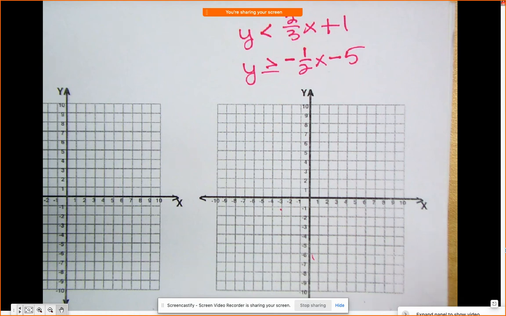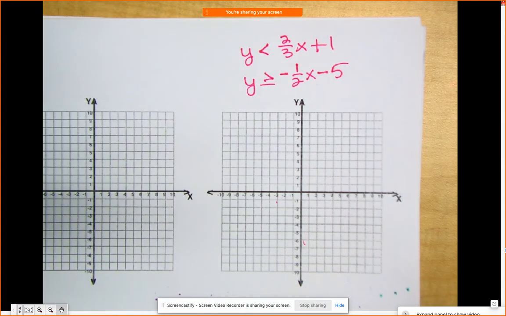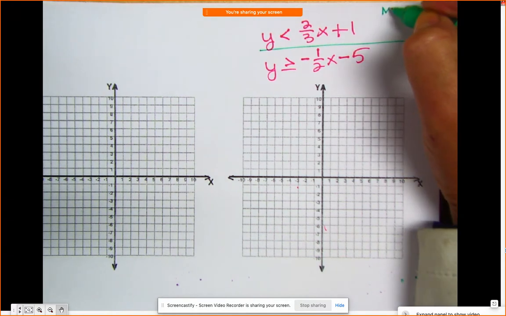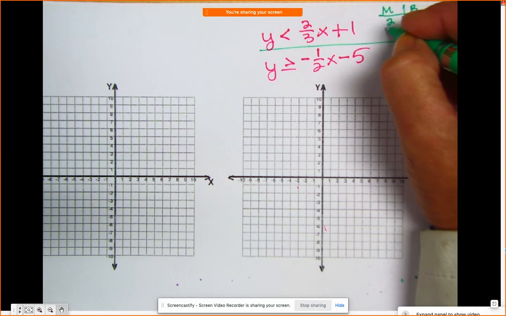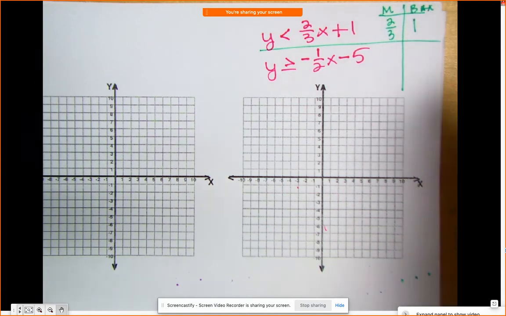Okay, I'm going to go ahead and graph this system of inequalities. All right, the first top line I will do in green. You need to find the slope and the y-intercept, and that's simple. They're already in slope-intercept format, so I have a slope of 2/3. Y-intercept is 1.